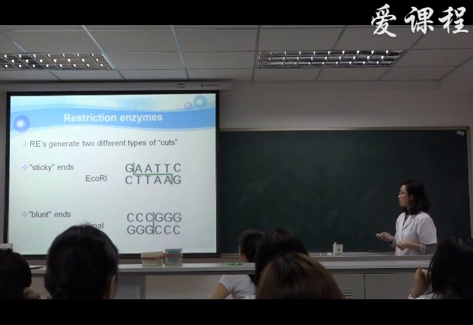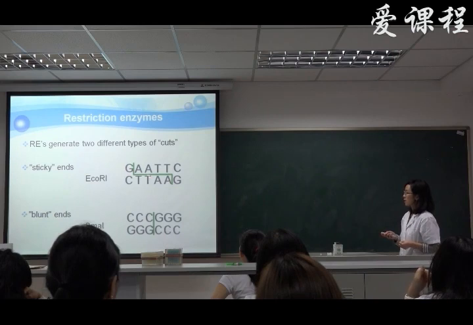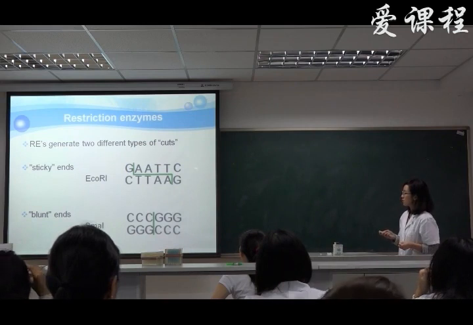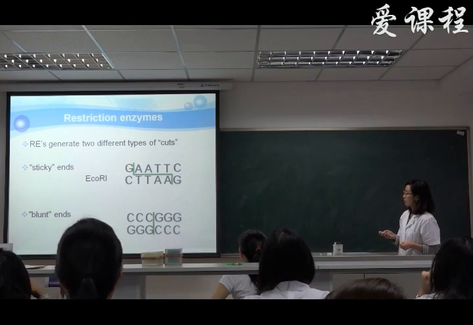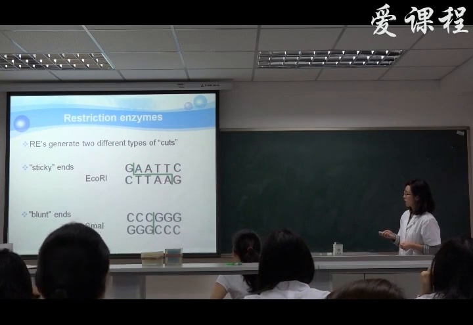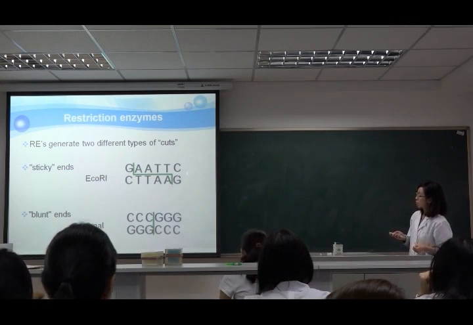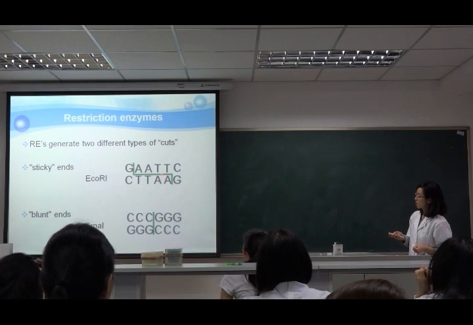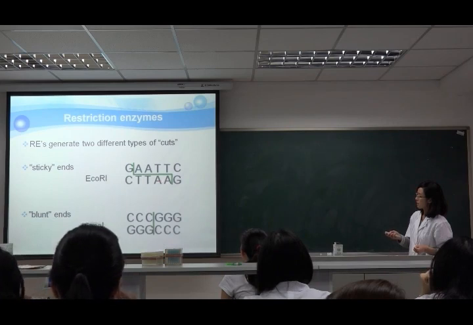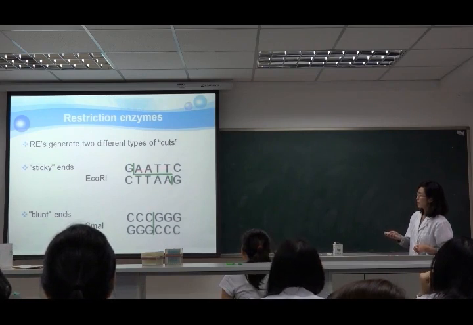Here we can see EcoR1 and another enzyme, SmaI. EcoR1 recognizes the restriction site GAATTC. After this enzyme recognizes the site, it will cut the double strand between the G and the A. Here is also the G and A. Then the enzyme generates sticky ends. We can see here, this one is G and CTTAA, and another is G and CTTAA. These are sticky ends.